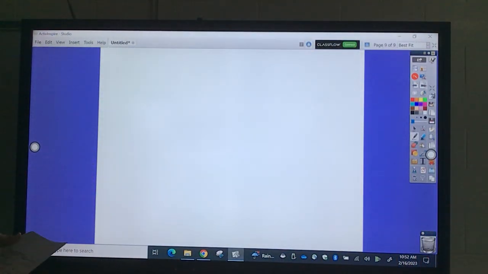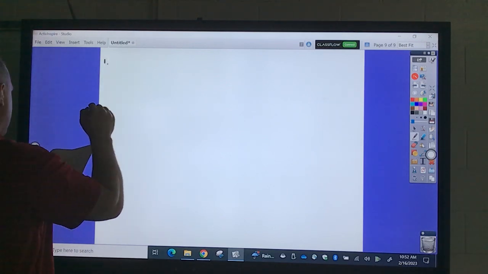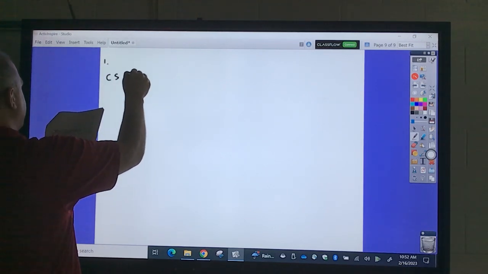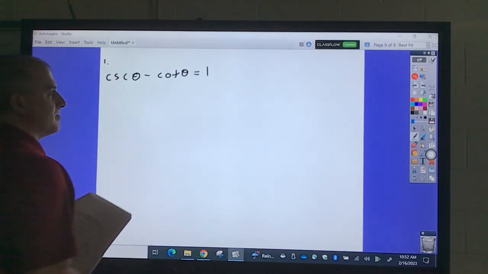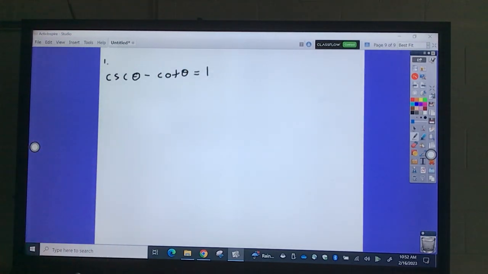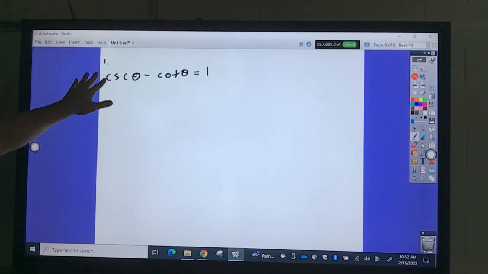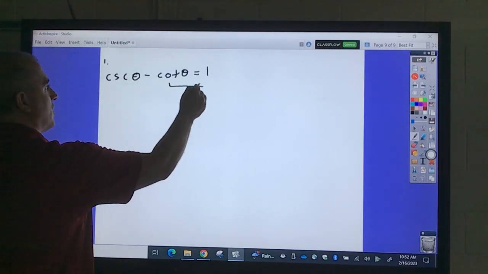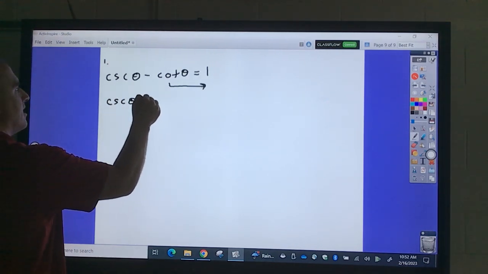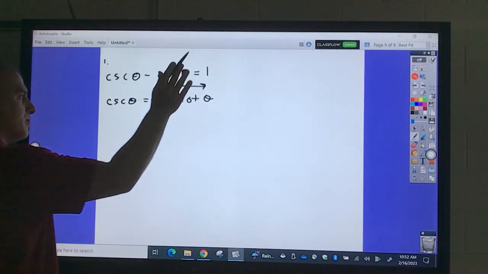All right, so let's go on to the last type here. I've got cosecant of theta minus cotangent of theta equals 1. Now, we've been talking about multiple trig functions. The first thing we want to do is try to take a GCF. If we can't take a GCF, we look for a formula or identity. The problem with this is there's no formula and the identities are squares. So I want to move this over to this side. So that's cosecant of theta equals 1 plus cotangent of theta. You can move the other one if you want.